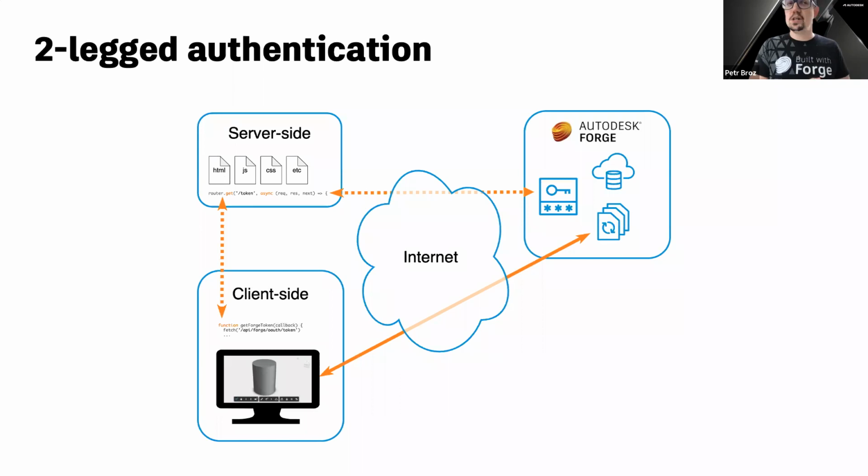And then that token is generated for us. Again, it has a limited time to live. And we can then use that token in all of our communication with Forge. Whenever we make other HTTP requests or SDK calls to different Forge services, we can keep reusing that token until it expires. Then we need to refresh it. That's the standard two-legged authentication.